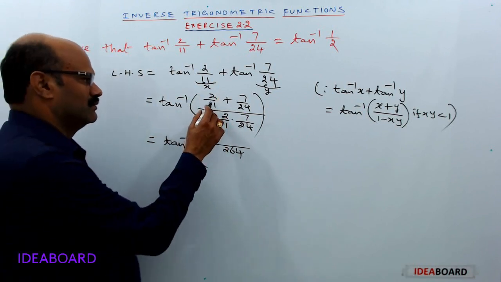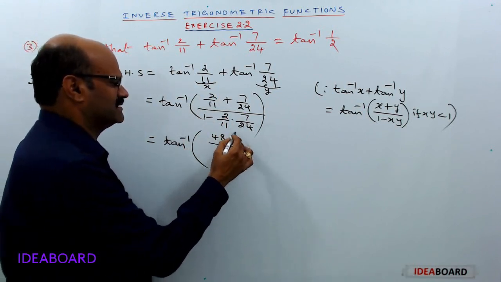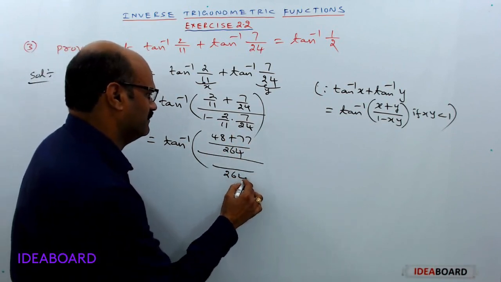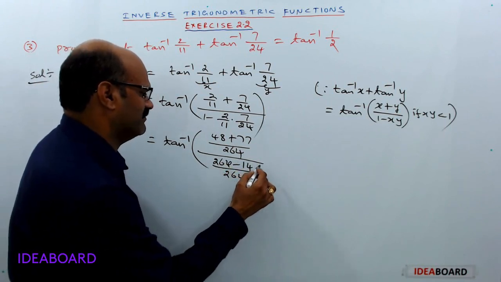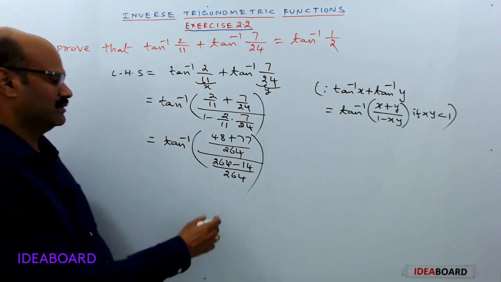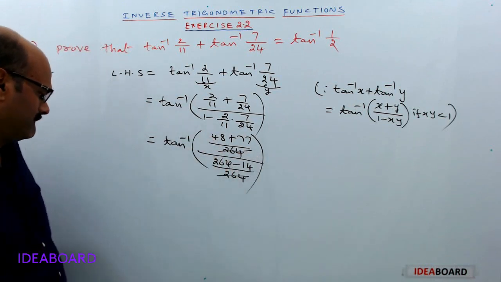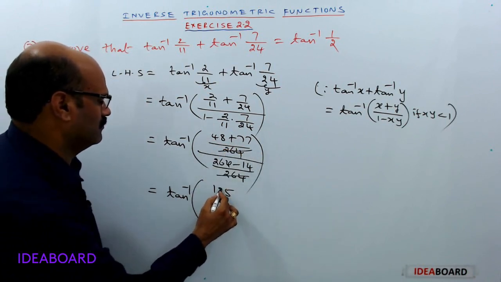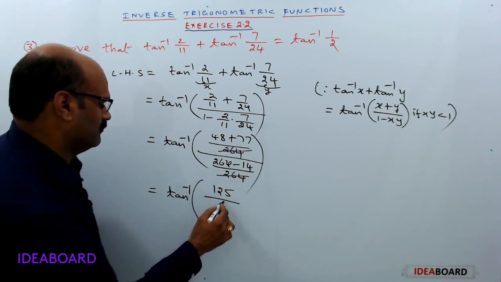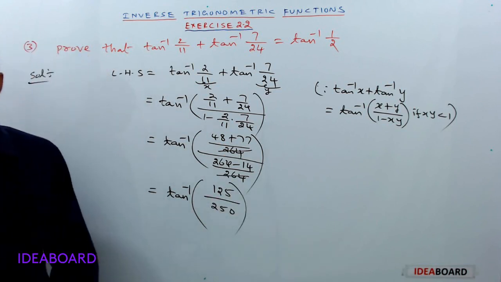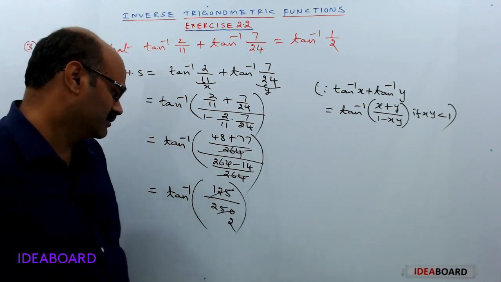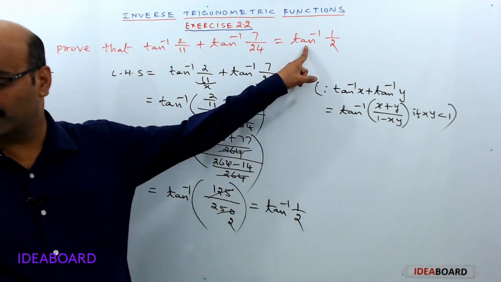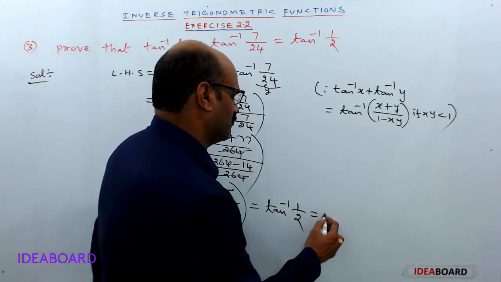Then 48 plus 77 upon 264 minus 2 into 7, 14. Then 264 cancel, equal to tan inverse of 125 upon 250. Now 125 to 250. So equal to tan inverse of 1 by 2. RHS equal to tan inverse of 1 by 2. Hence proved.